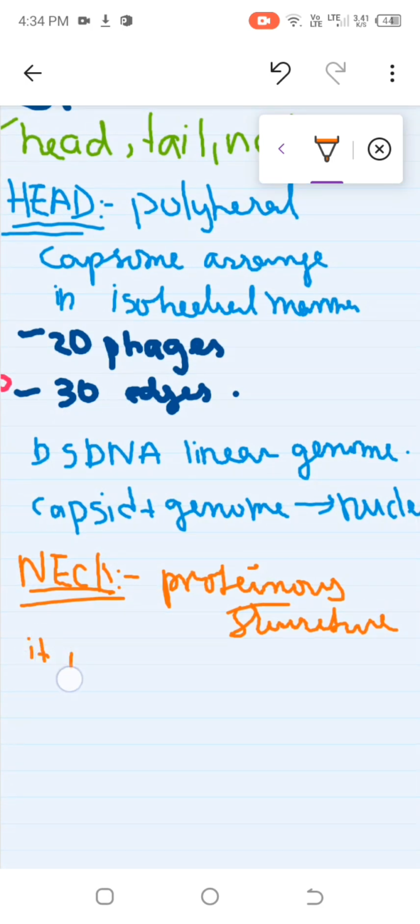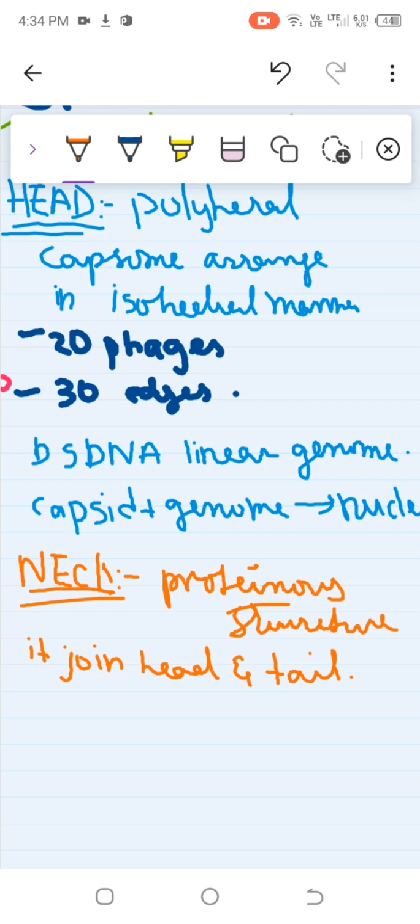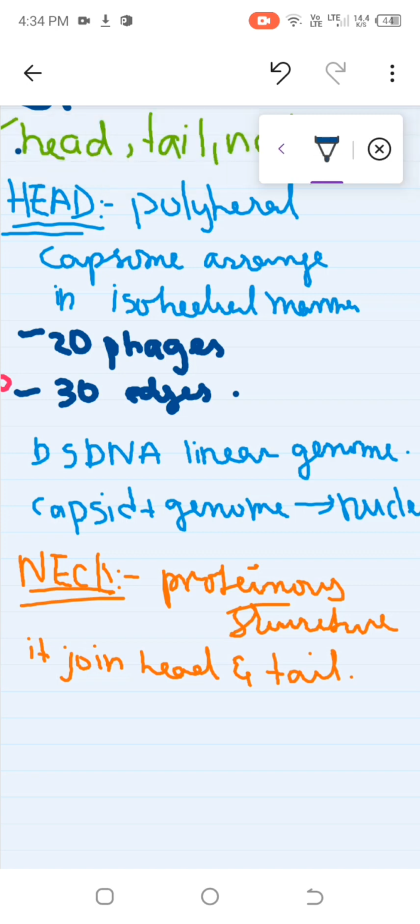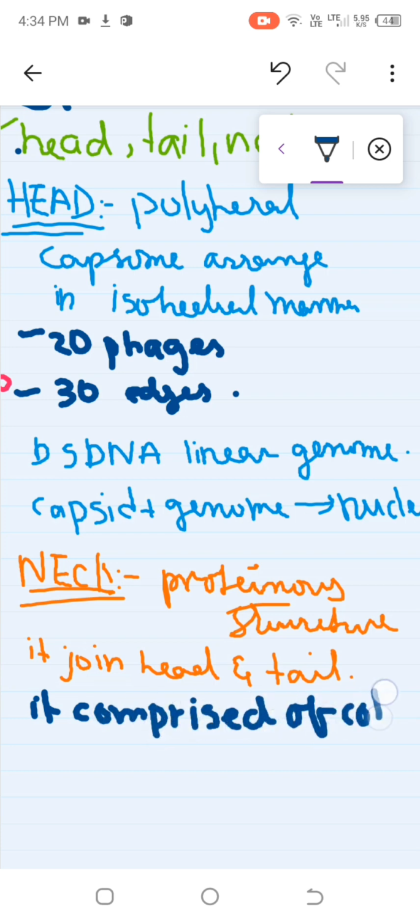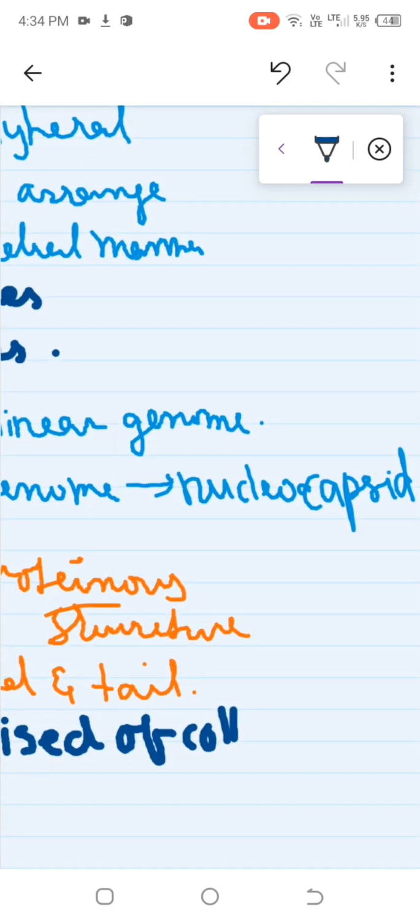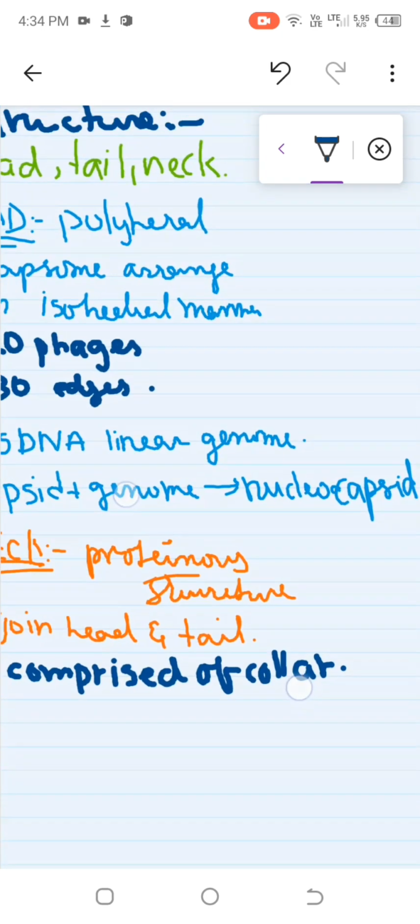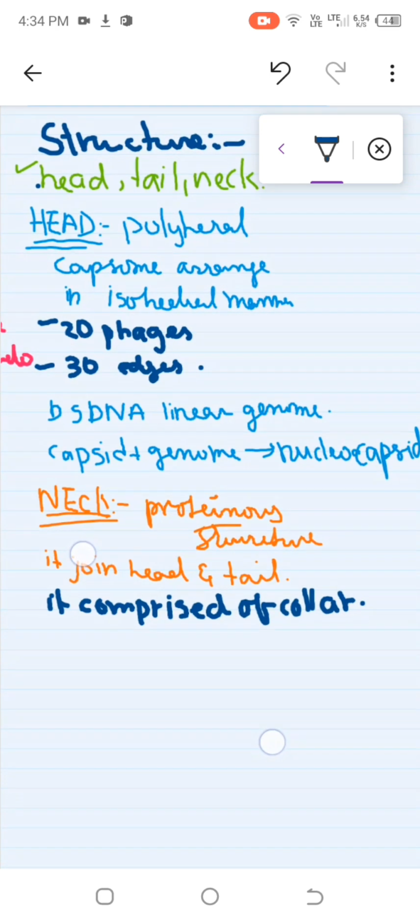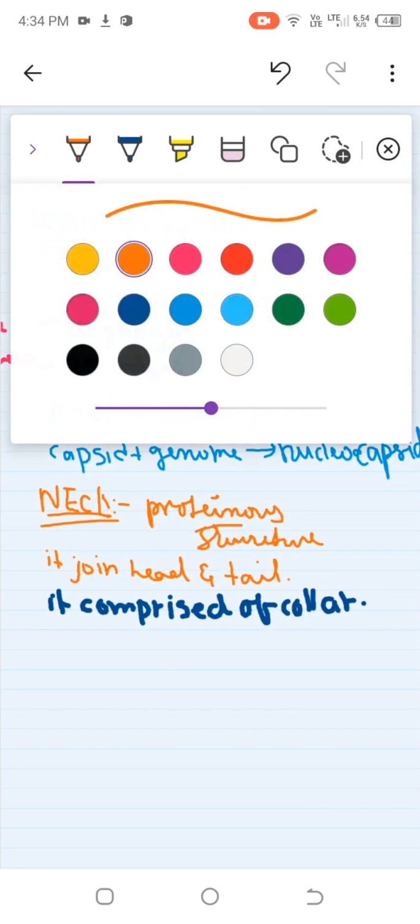It joins head and tail. And the neck also consists of, we can say, a collar. Collar is also present. It is comprised of collar. Okay, I hope this neck is also clear to you guys. Now we should go with the tail.